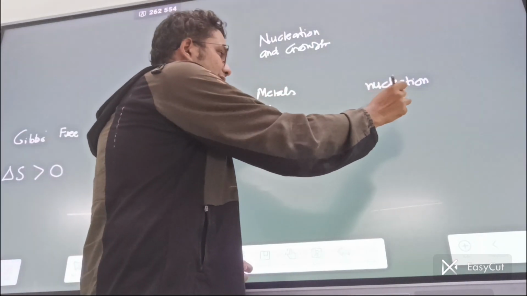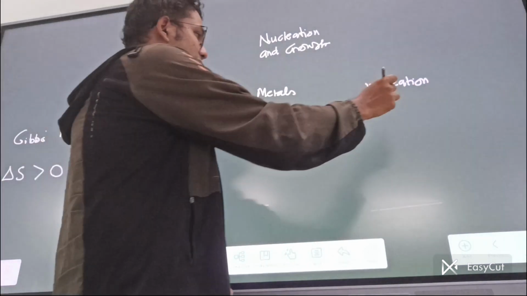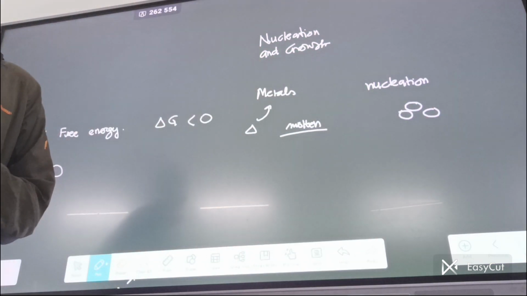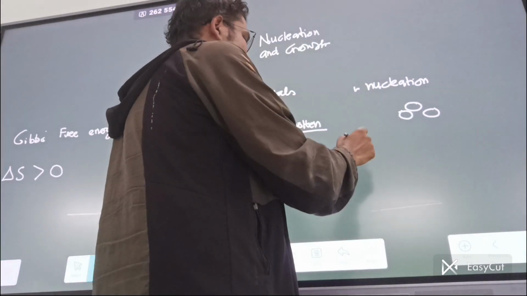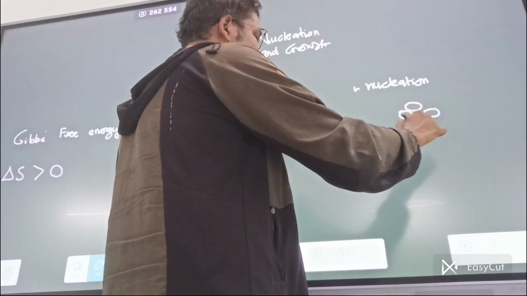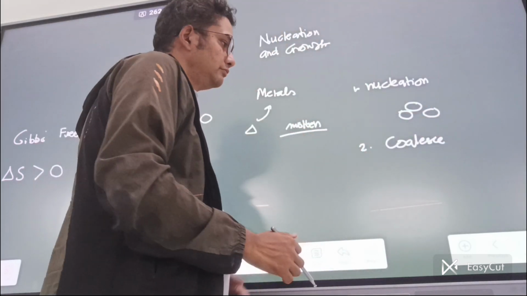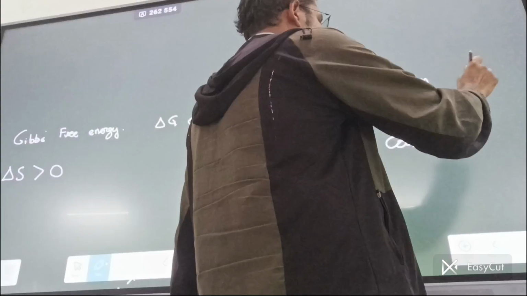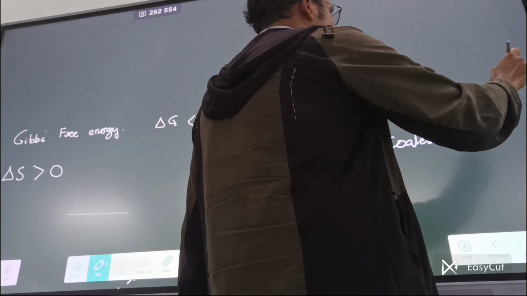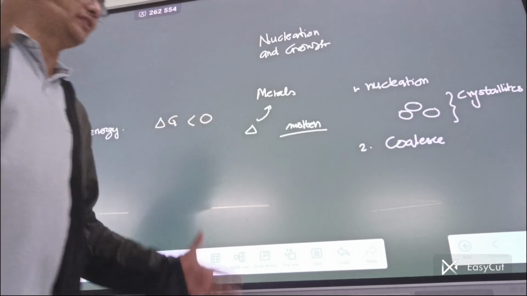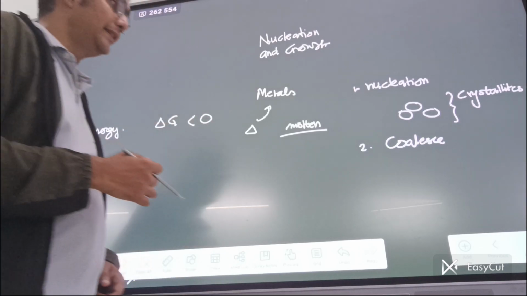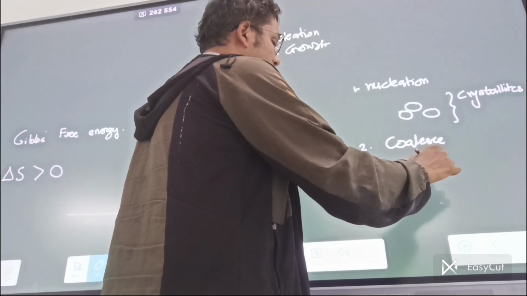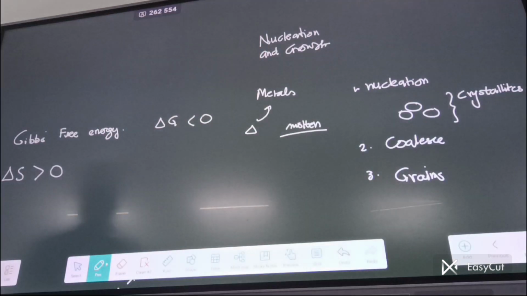Which atoms? As in gas, isolated atoms, they will come and stick together. First thing. Second thing is they will coalesce. They will keep on coming, and the process of nucleation leads to the formation of something called crystallites. Very small crystals. And the crystals will grow, and then ultimately it will form grains. It's a whole process, nucleation and growth process.